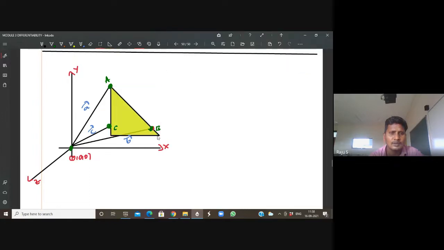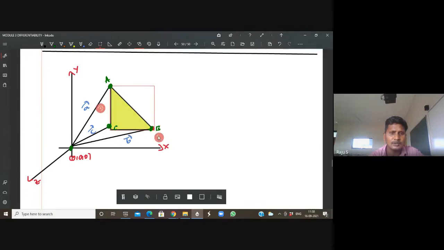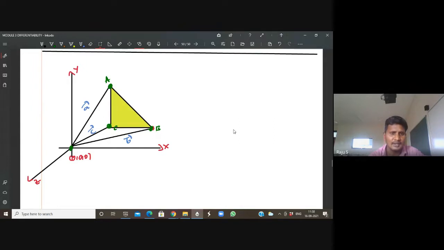Yes, students. When I join these 3 points, it will form a right angle. They are asking to show that these 3 position vectors form a right angle triangle. For that, what shall we do? Very simple, students. The A vector is given, B vector is given, C vector is given. From that, you have to find the AB vector, BC vector and CA vector.